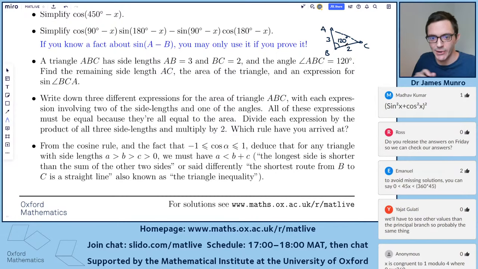Okay. You don't get given any formulas in MAT.